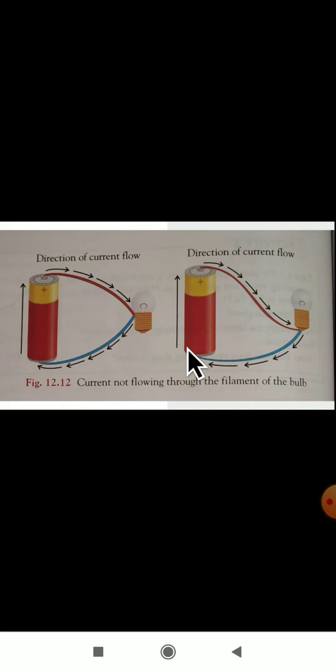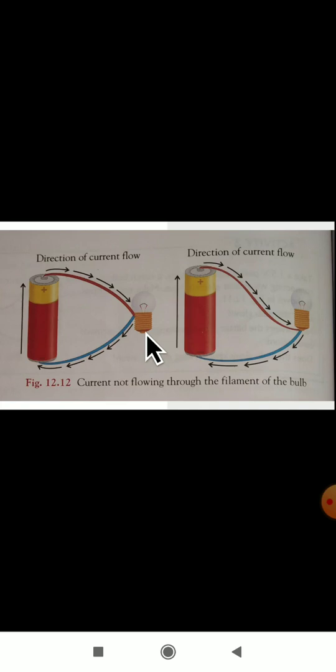Such circuits are called open circuits. Here the bulb will not glow because the connection is not proper. If you connect to the filament of the bulb only, then the current will not flow and the bulb will not glow here. Correct?